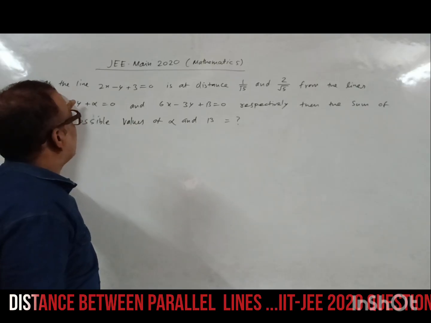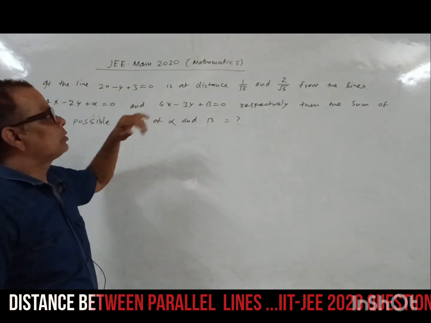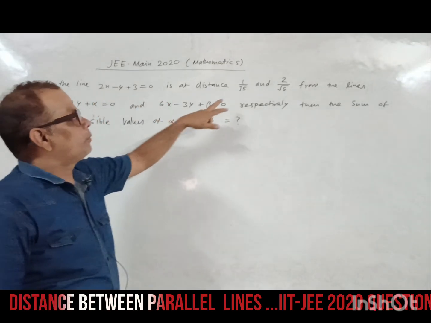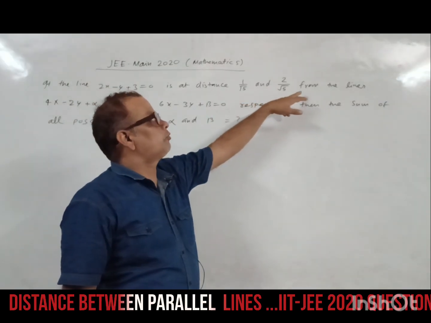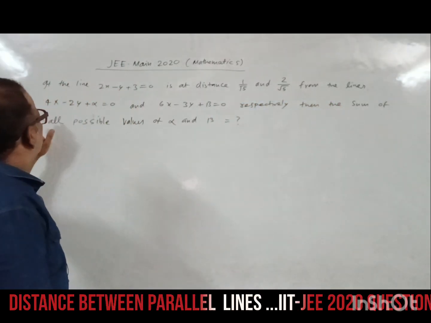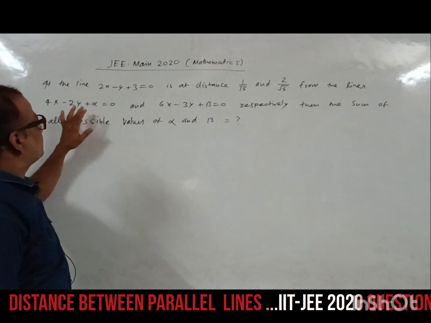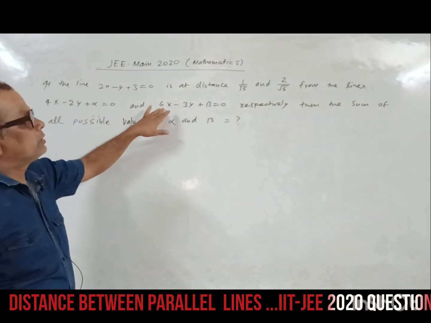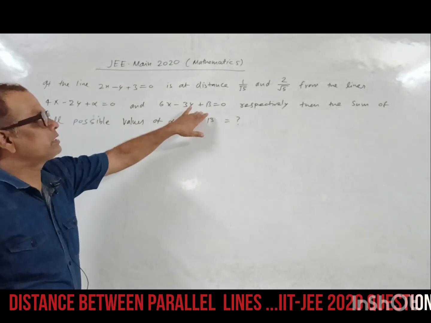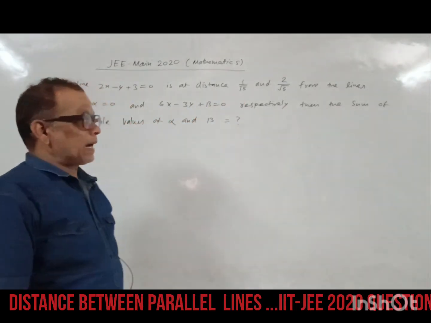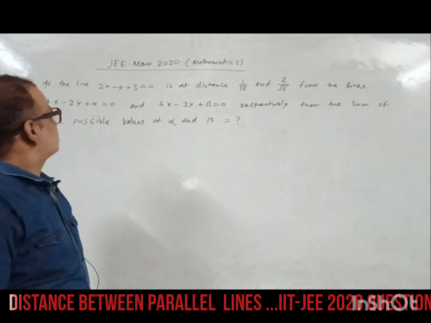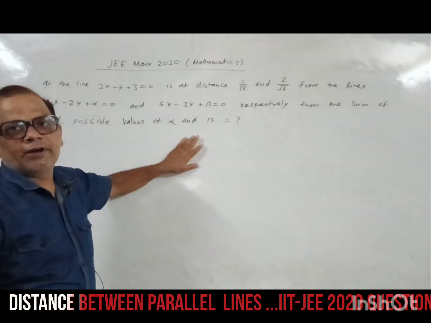If the line 2x minus y plus 3 is 0 is at a distance of 1 by root 5 and 2 by root 5 from the lines 4x minus 2y plus alpha is equal to 0 and 6x minus 3y plus beta is equal to 0 respectively, then the sum of all possible values of alpha and beta.